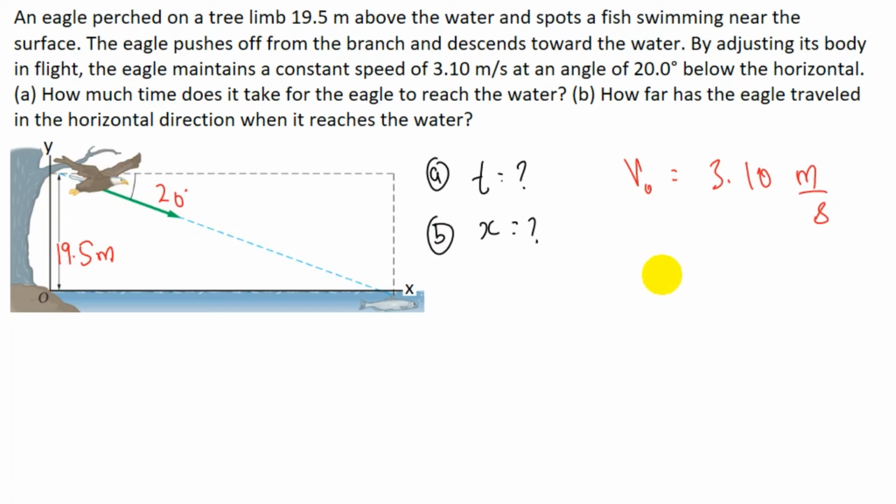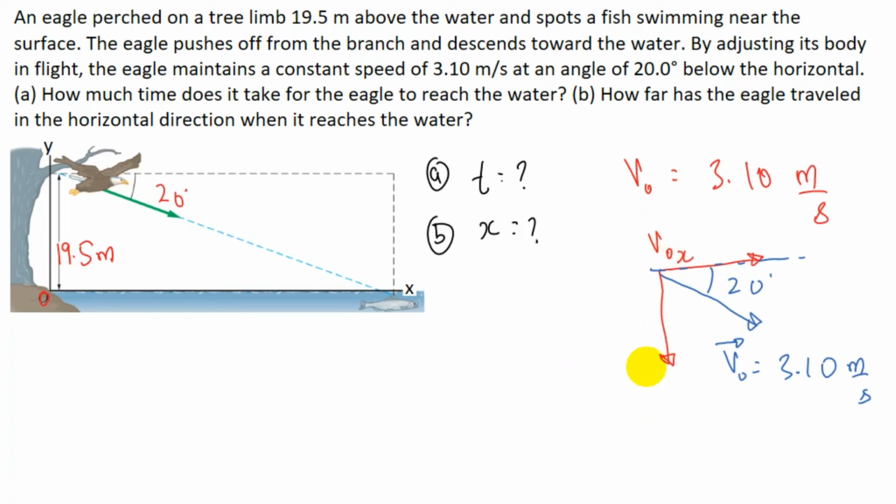So this was the actual velocity v naught, which is 3.10 meter per second, right? And this angle below the horizontal, this is 20 degree. Now it will have two components in x and y direction. Now we have taken this as our origin. This is origin, this is the positive x and this is the positive y. So this will be its component in the x direction, and this will be the component of velocity in the negative y direction. So this is v naught x and this is v naught y.